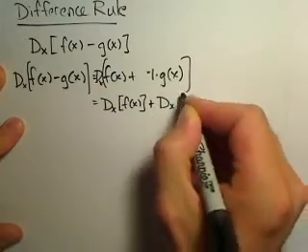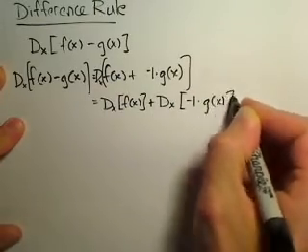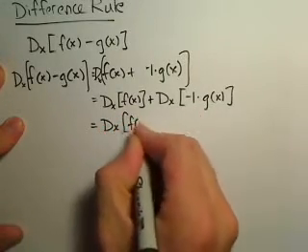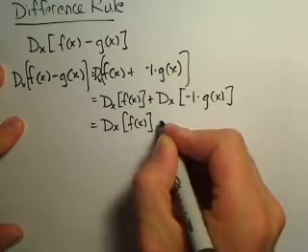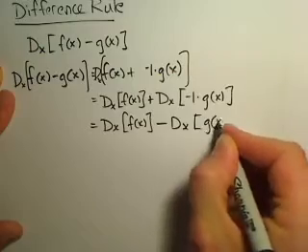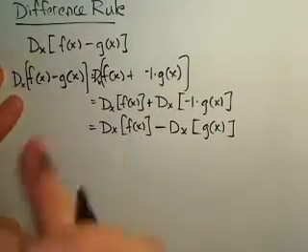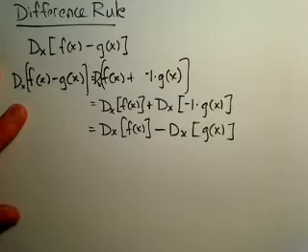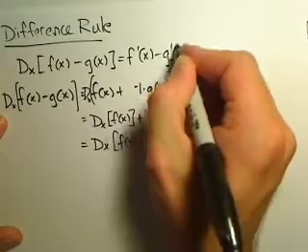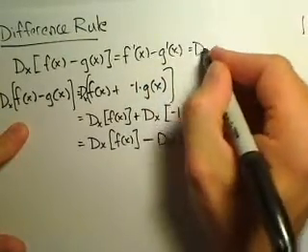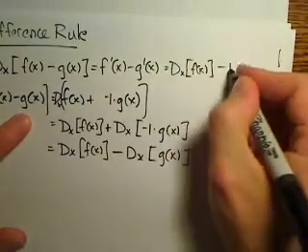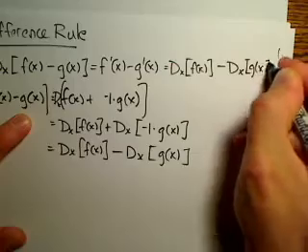I'm looking at that, and by constant multiple rule, I'm really just looking at the derivative of f of x plus -1 times, so just minus, d/dx of g of x. And there's our difference rule. It looks just like the sum rule, except it's a minus sign instead of a plus. And so f prime of x minus g prime of x, or again, you can think of it like distributing, d/dx of f of x minus d/dx of g of x.